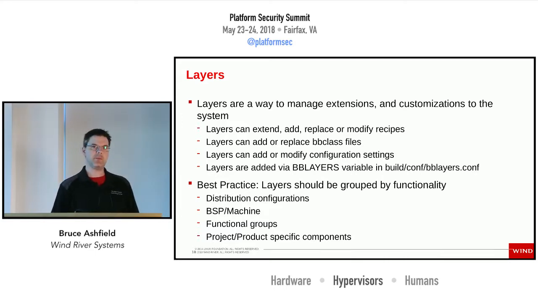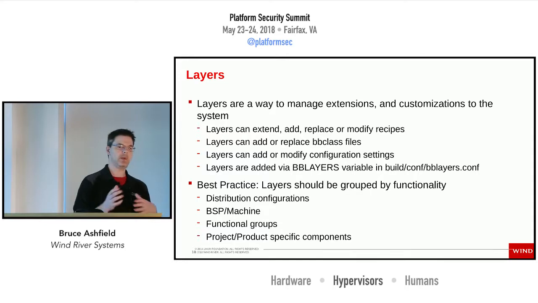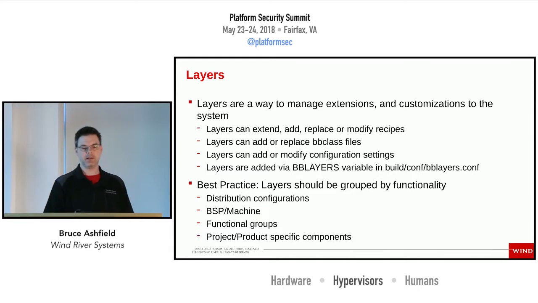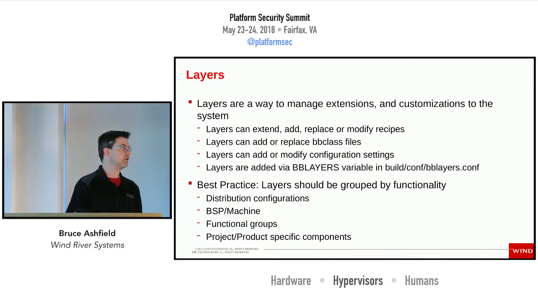There's some ongoing work in the community to move some recipes around and reorganize, and it's a continual process to get the best organization of the layers. But as best practice, the layers are grouped by functionality. There's distribution, so there's a Wind River layer where we have our distribution. There's BSP machine layers if a vendor is doing a BSP. There's functional groups, that would be meta-virtualization, where, well, I'll go into that in more detail, but also meta-real-time and all of meta-openembedded. There are these different groupings of recipes.